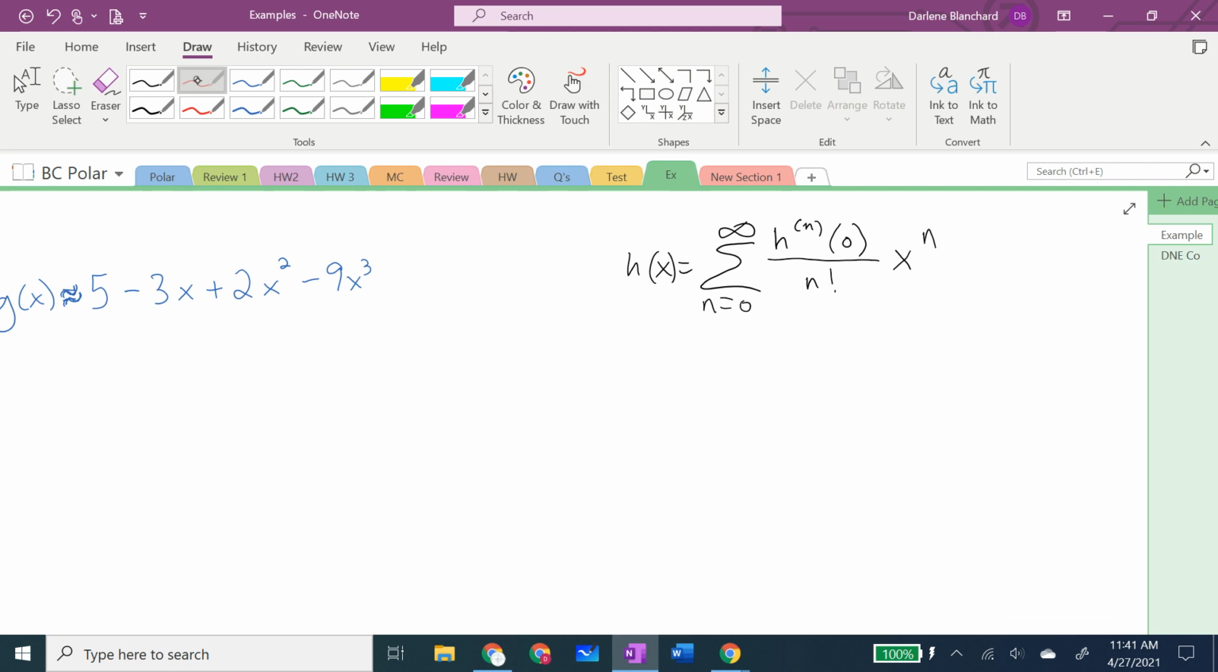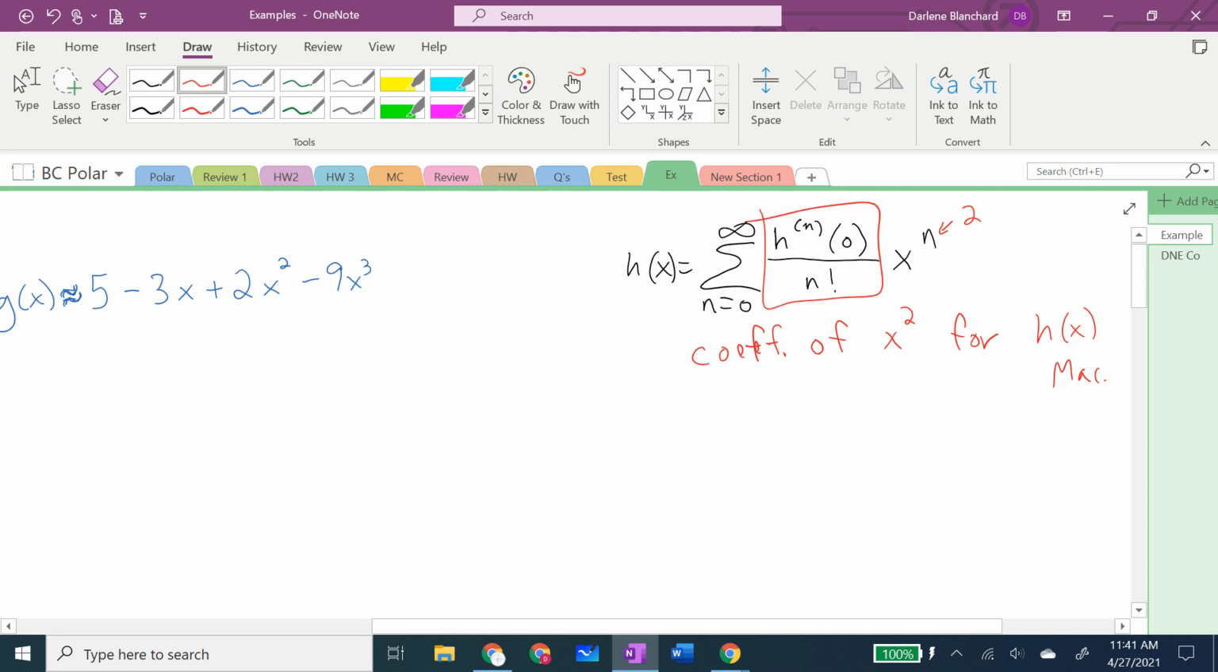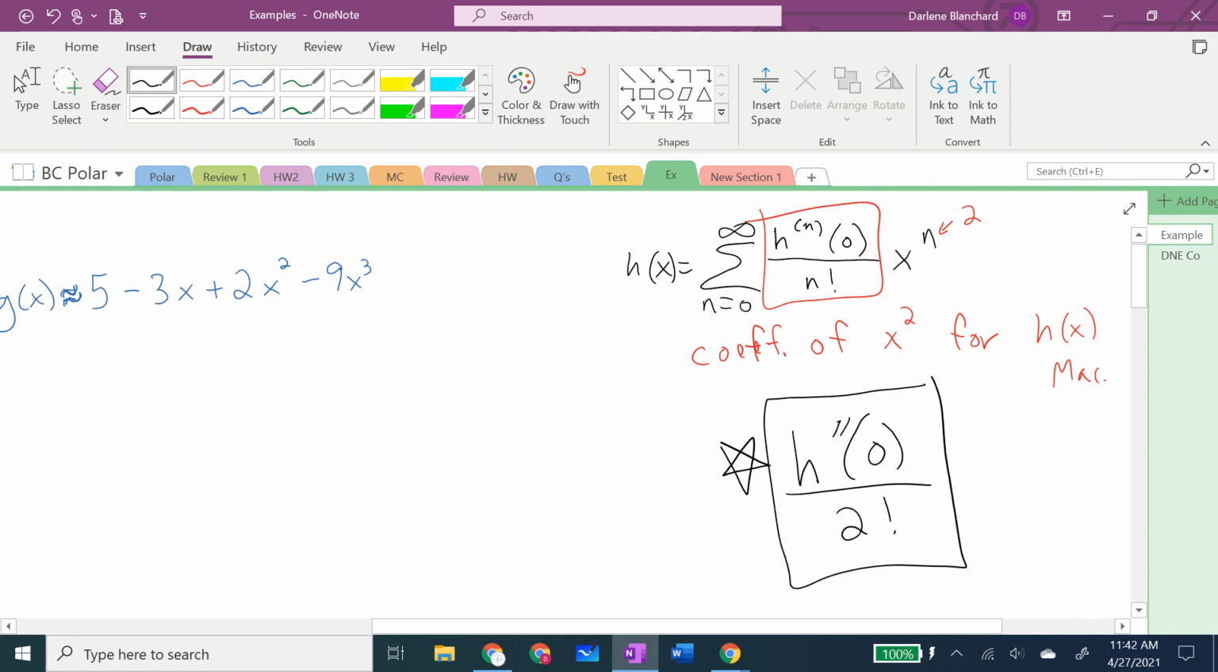Now, if you need to find the coefficient of x squared for h of x's Maclaurin series, that means when n is 2. So the ultimate find is: you want to find the second derivative of h at 0 divided by 2 factorial. This will be your final answer.